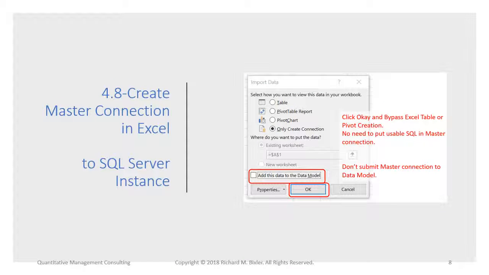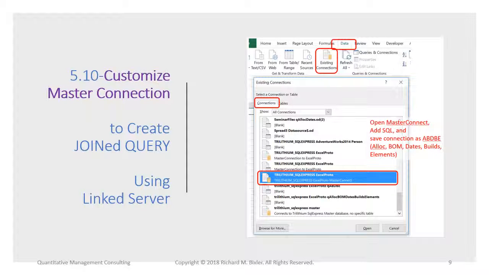Since this is a template connection, we don't want to connect it to anything. And don't add this template to the data model. So choose Only Create Connection, uncheck the data model, and click OK. Now you have a template connection you can clone, or you can just start a new connection and repeat the previous steps if you want some parameter to be different.